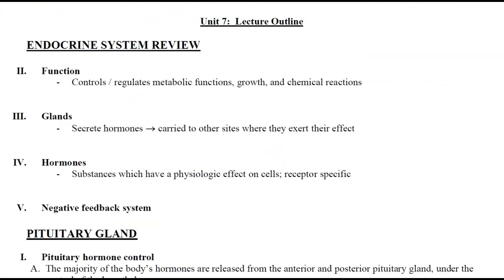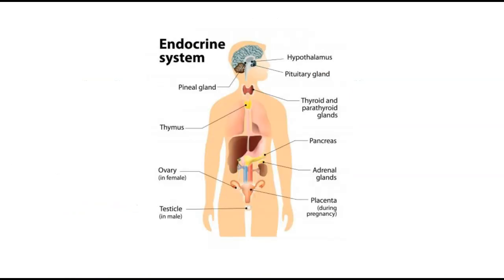So what's the function of the endocrine system? The endocrine system controls or regulates metabolic function to maintain physiologic stability, and also helps with growth and causes some chemical reactions. The endocrine system consists of many glands. Glands secrete hormones, and these hormones are carried to other sites, the sites of action, where they exert their effects.